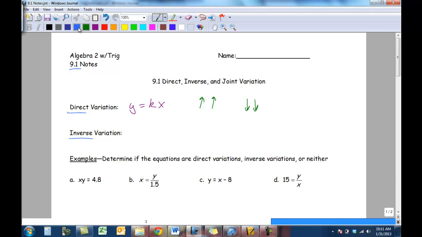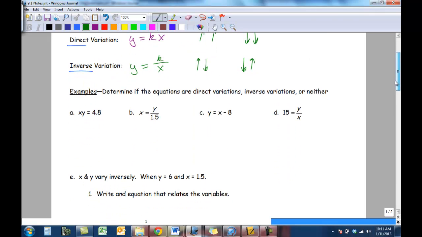Direct variation. Now, inverse variation is anything that's in the form y is equal to k divided by x. And generally, as x moves up, y would go down. They go in opposite directions. Or as x goes down, y would go up. Varying inversely. One thing goes up, the other one goes down. We'll talk about examples of that during class.